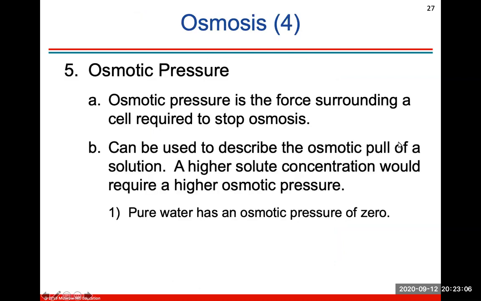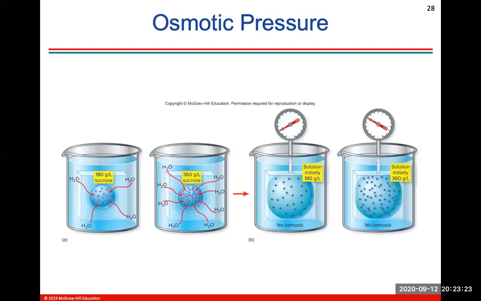Osmotic pressure is just the force that surrounds the cell required to stop osmosis. It can be used to describe an osmotic pull of a solution. And a higher solute concentration would require a higher osmotic pressure to get the water into it. So here's a look at osmotic pressure.